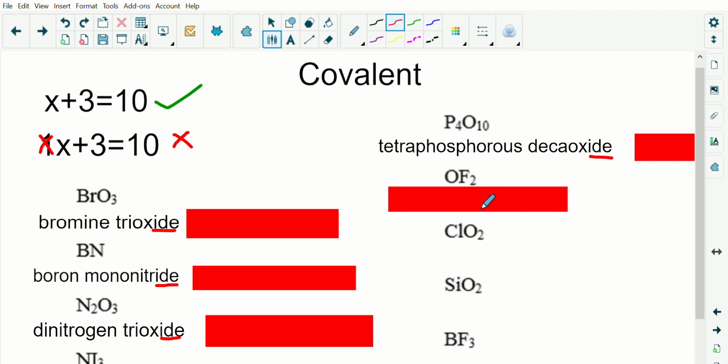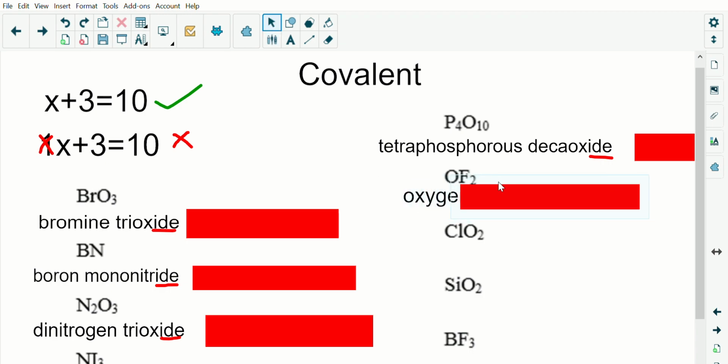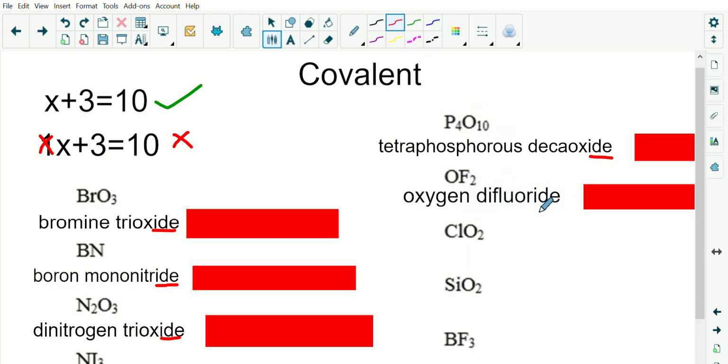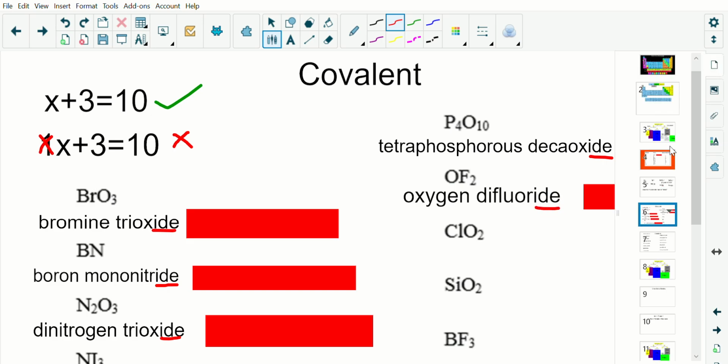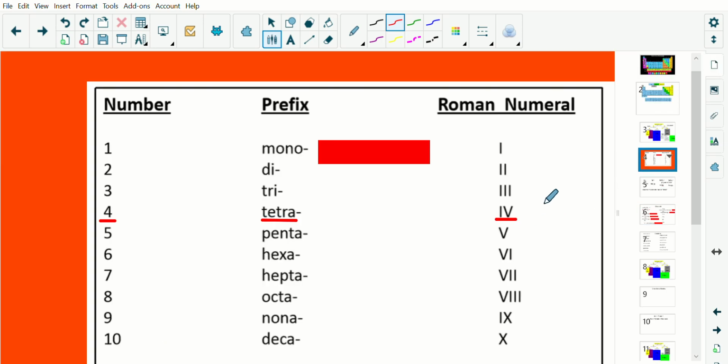And this last one is very similar. Oxygen: again, we do not start with mono, and that's difluoride. Again, getting those prefixes from here. If you want to take a quick picture of it, I'll pause for a moment. Awesome.